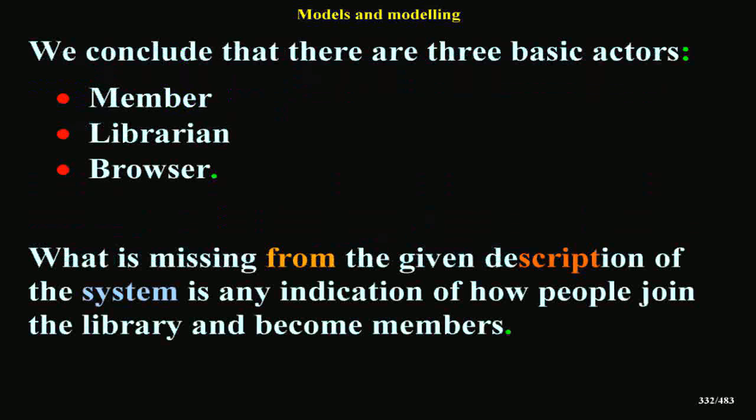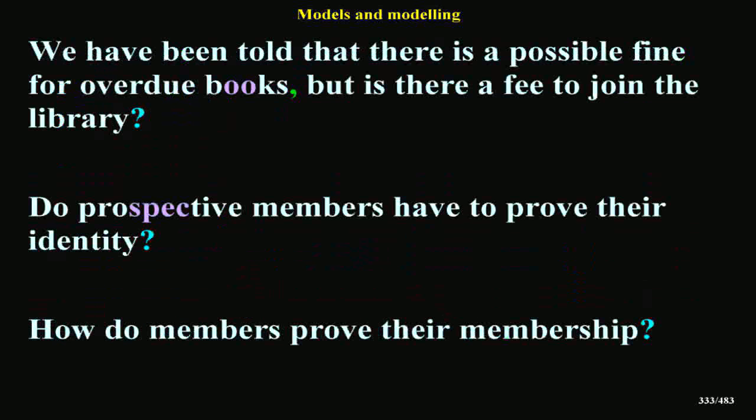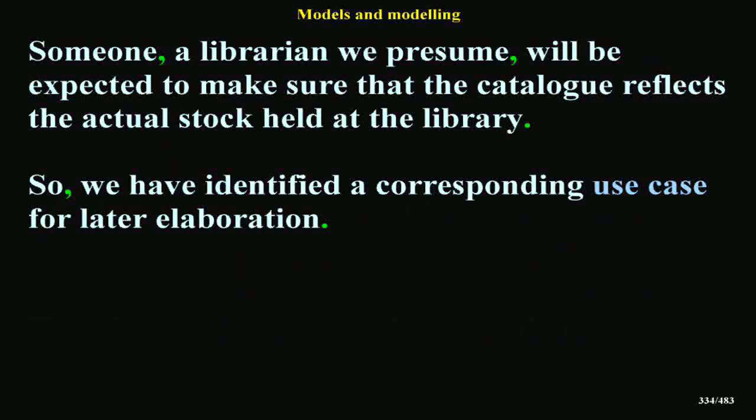What is missing from the given description of the system is any indication of how people join the library and become members. We have been told that there is a possible fine for overdue books, but is there a fee to join the library? Do prospective members have to prove their identity? How do members prove their membership? Someone, a librarian we presume, will be expected to make sure that the catalog reflects the actual stock held at the library. So, we have identified a corresponding use case for later elaboration.